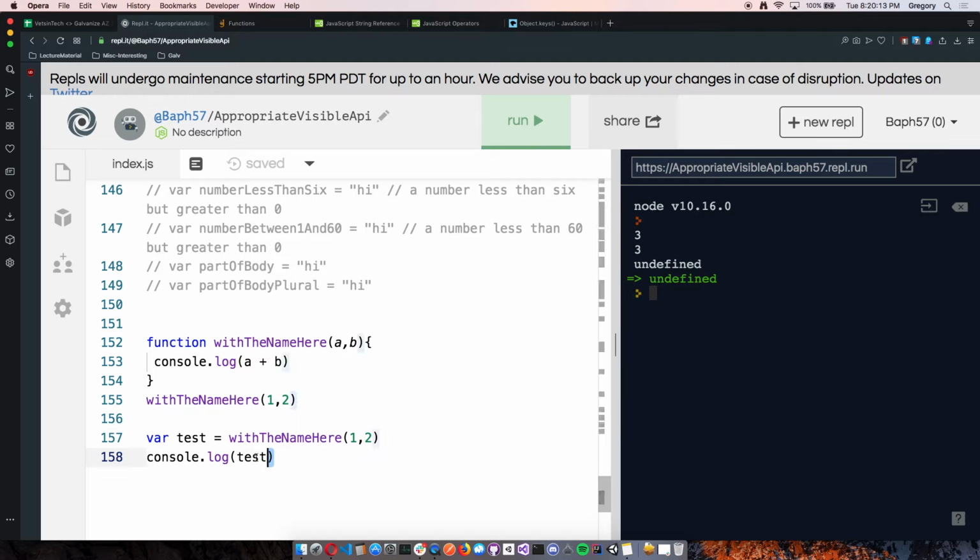See how it's undefined? So, I'll show you real quick. Where's this second 3 coming from? I guess it's doing it in here too.